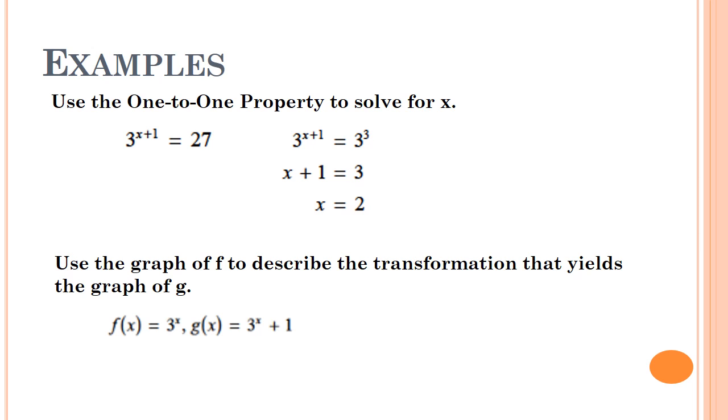Okay, so with the one-to-one property, what we're going to do is change the 27 to 3 to the third, because 27 is 3 to the third. Now that our two bases are the same, if 3 to the x plus 1 equals 3 to the third, then x plus 1 must be 3, which means x must be 2.